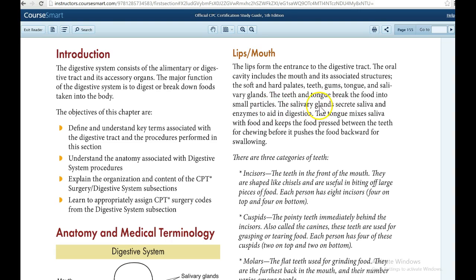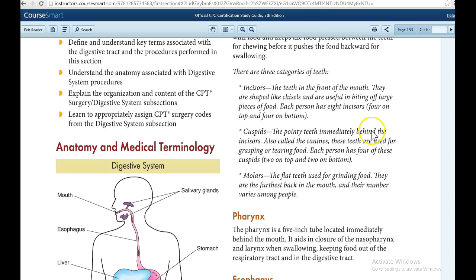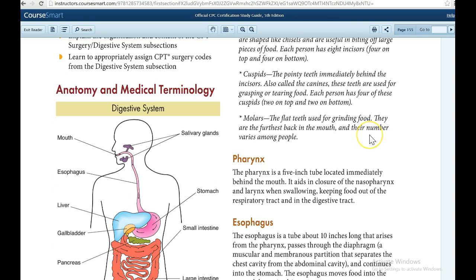The salivary glands secrete saliva and enzymes to aid in digestion. The tongue mixes the saliva with food and keeps the food pressed between the teeth for chewing before pushing the food back for swallowing. There are 3 categories of teeth. You have incisors, you have cuspids, and you have molars.